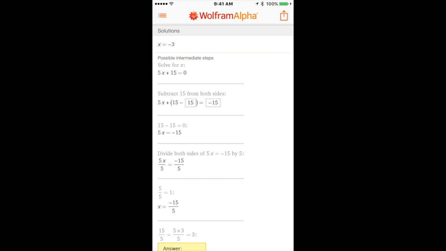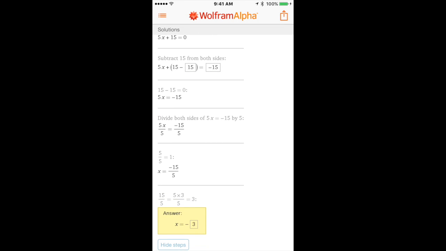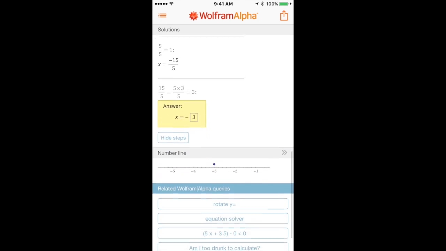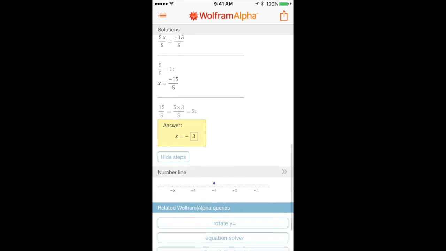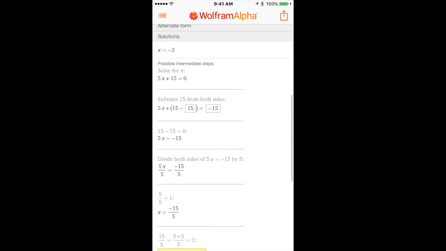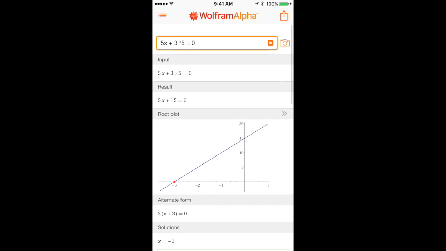So you can do that if you're doing a class lesson plan, or if you want to show the students how to do this, you can just screenshot it and add it to your lesson plan, or AirPlay it on your Apple TV if you have that in the classroom. So that's in a nutshell what Wolfram Alpha can do.